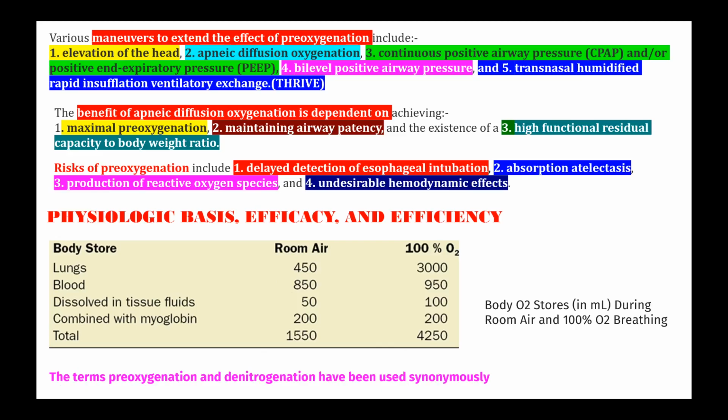Is nitrogen present only in the lungs or elsewhere in our body? When we are breathing room air, 80% is nitrogen. So does this nitrogen remain only in the FRC or in the lung, or does it have the capacity to go into other parts of our body? If so, which parts of our body will also contain nitrogen?